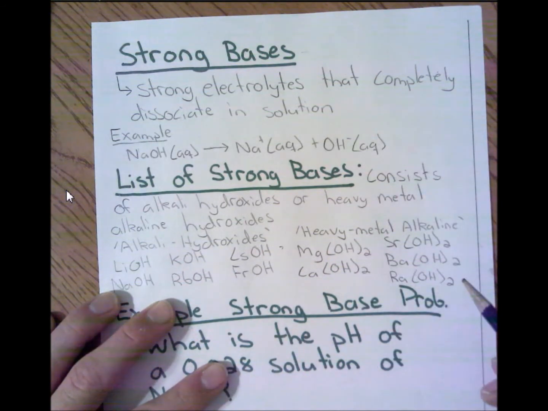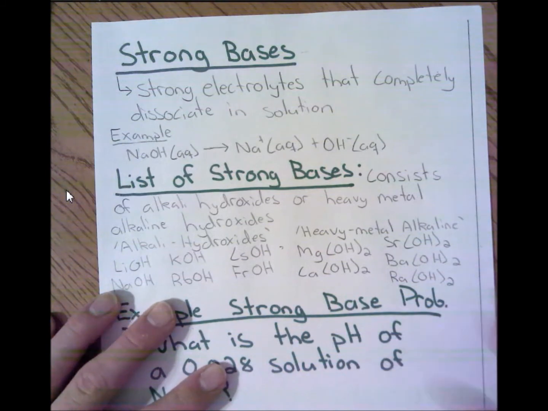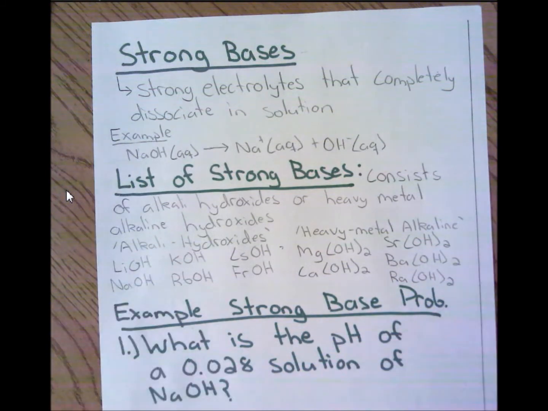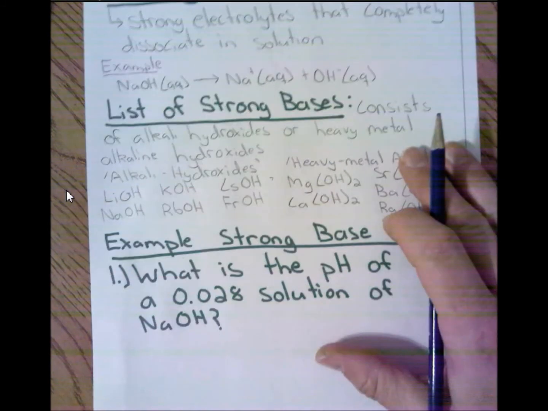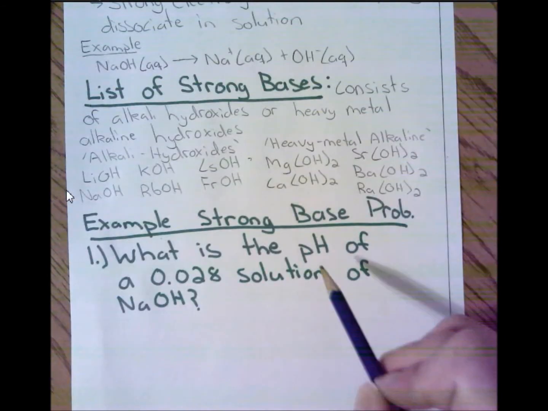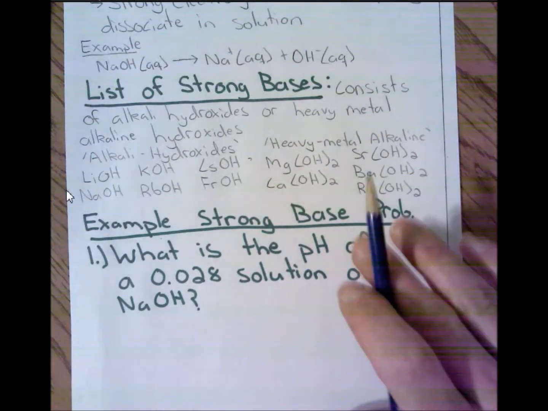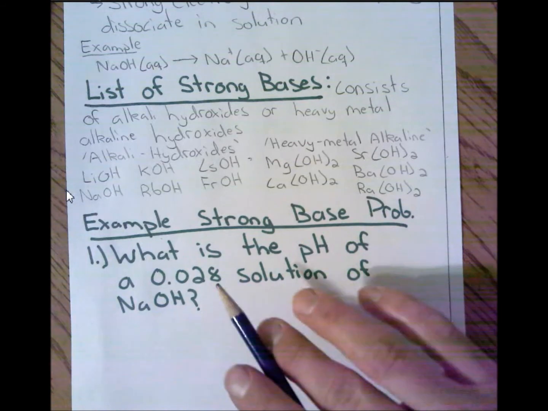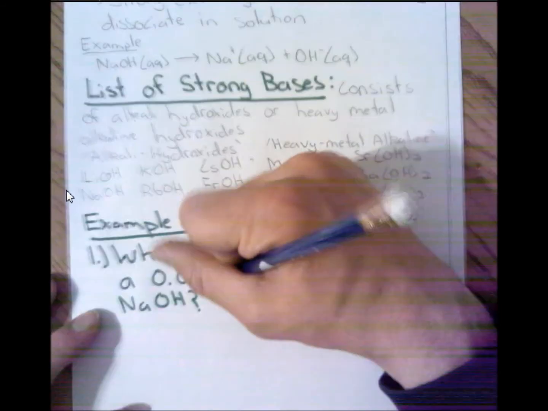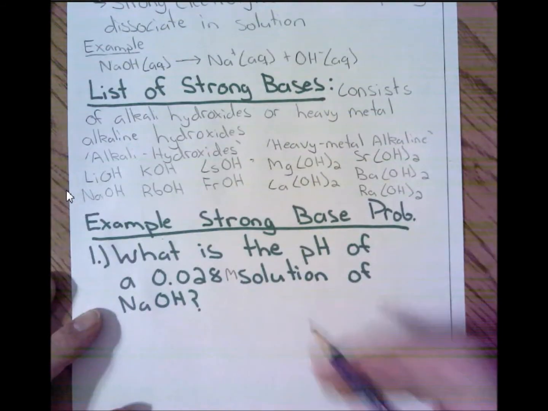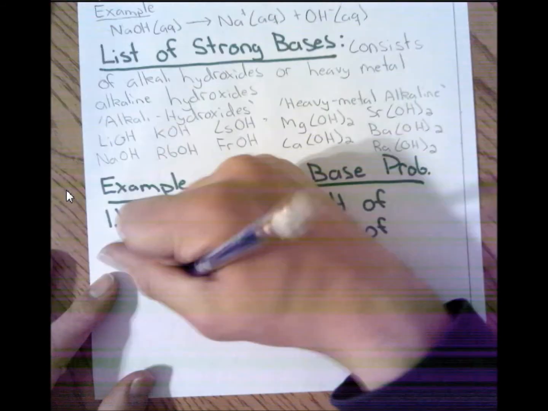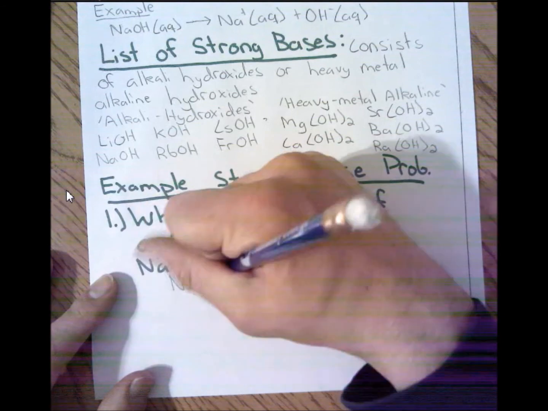All right, so let's go through an example. We want to know the pH, not pOH, of a 0.028 molar solution of NaOH. So again, we've already done this equation. NaOH is dissolved in water. It's an aqueous solution, and it breaks down to Na plus and OH minus.